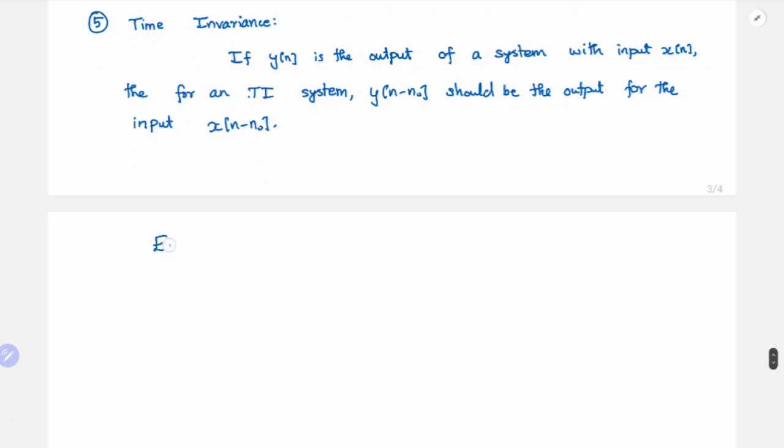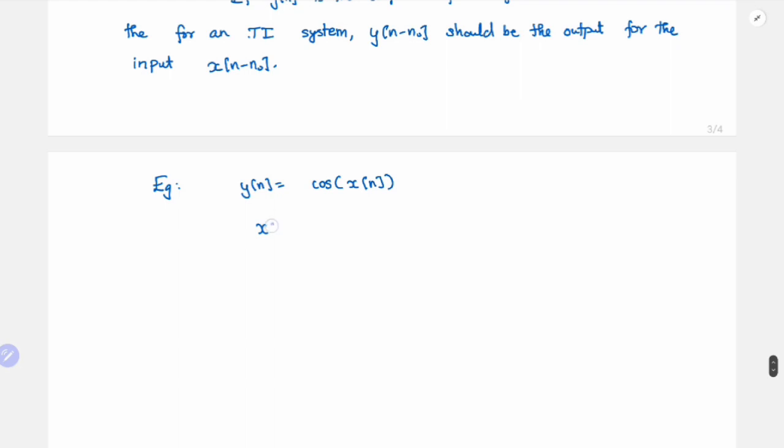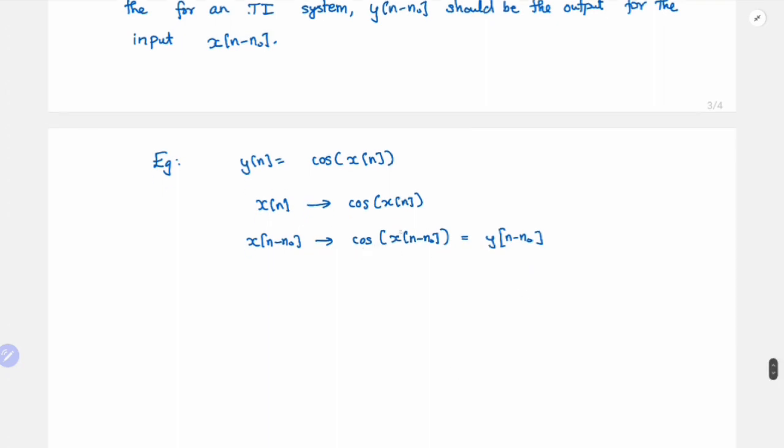So let us see some examples. So let's say your y[n] = cos(x[n]). So for x[n], I got the output as cos(x[n]). For x[n - n0], what will I get? I'll get cos(x[n - n0]). And hence this is equal to y[n - n0], right? So we need to understand how these two are different, right?